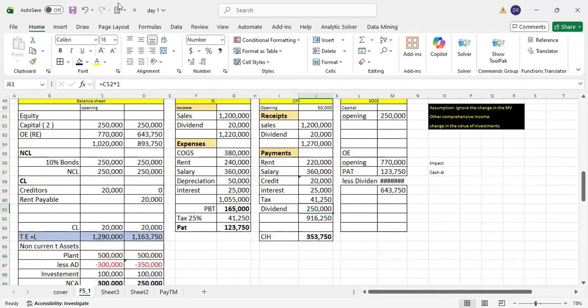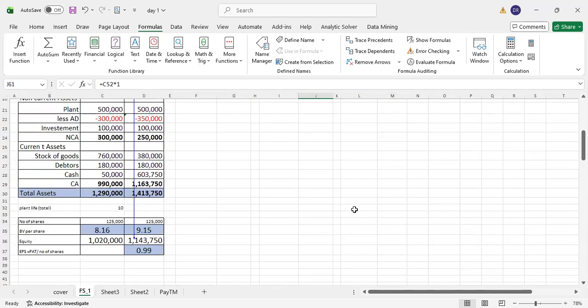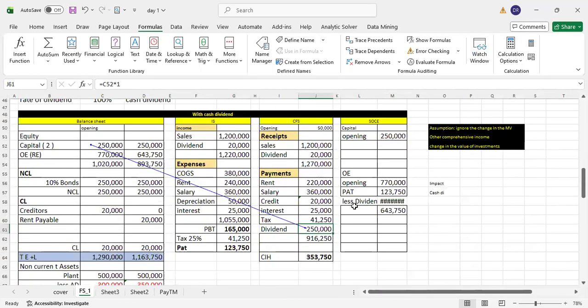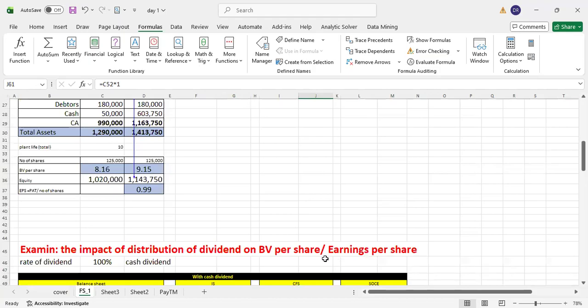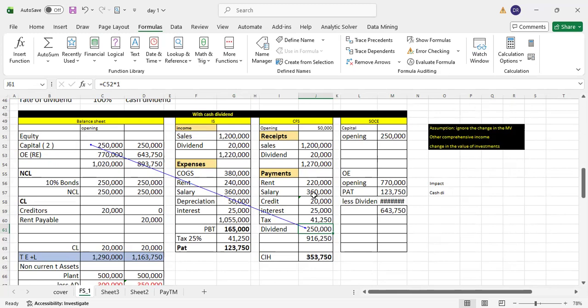The only new item which has come up here is a distribution of dividend 100% of capital. Unless specifically mentioned, the dividend is always calculated on the capital. If it says 100%, it is on the nominal value of the capital, face value of the capital. So the dividend is 250. If that happens, the cash reduces from 603 to 353.